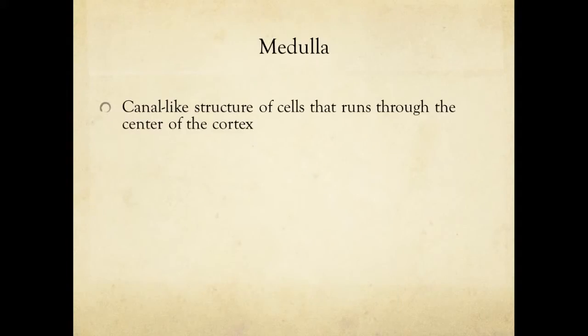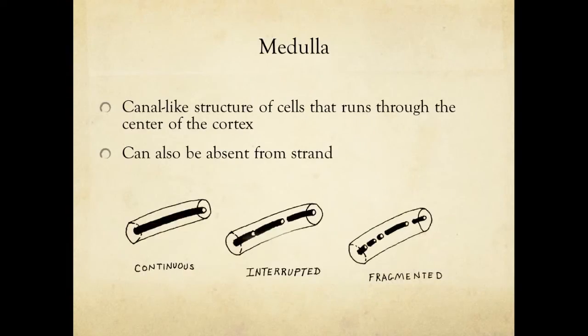One other major structural feature visible in hairs is the medulla. This is a canal-like structure that runs through the center of hairs. The medulla can take different patterns and thicknesses, and it can even be absent altogether. This is never present in plant fibers and synthetic fibers, so if you do see a medulla, you immediately know it's a hair.